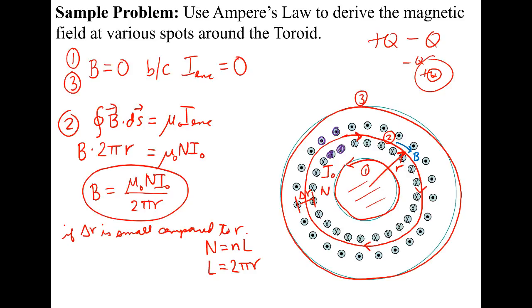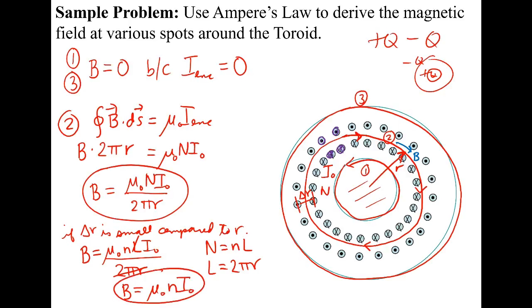And so we can substitute that this is going to be equal to mu naught, and big N is going to be nL, and I naught over 2 pi r. And then we recognize that L and 2 pi r are the same. So actually, it almost looks like the magnetic field of a solenoid. So that's another little trick that we can do for a toroid, depending on the geometry.